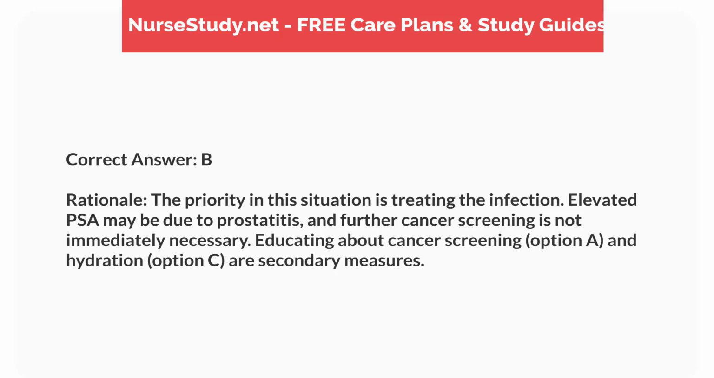Correct answer, B. Rationale: the priority in this situation is treating the infection. Elevated PSA may be due to prostatitis, and further cancer screening is not immediately necessary. Educating about cancer screening, option A, and hydration, option C, are secondary measures.